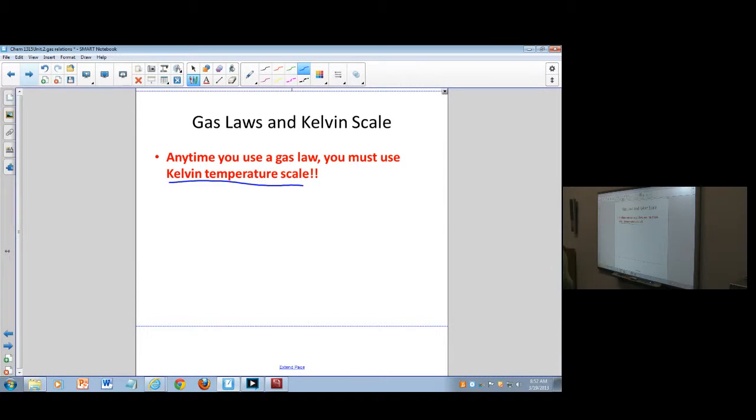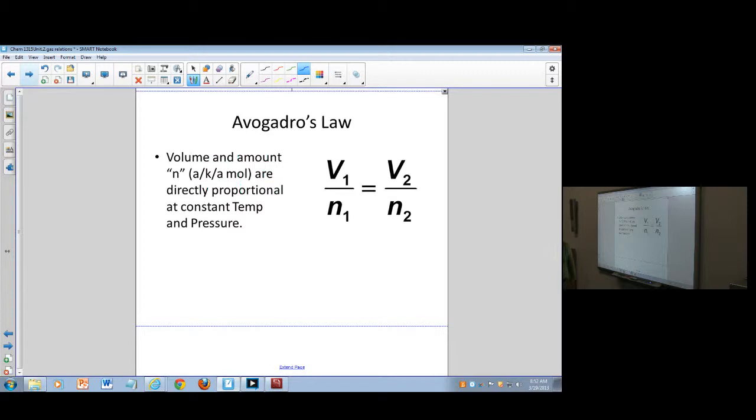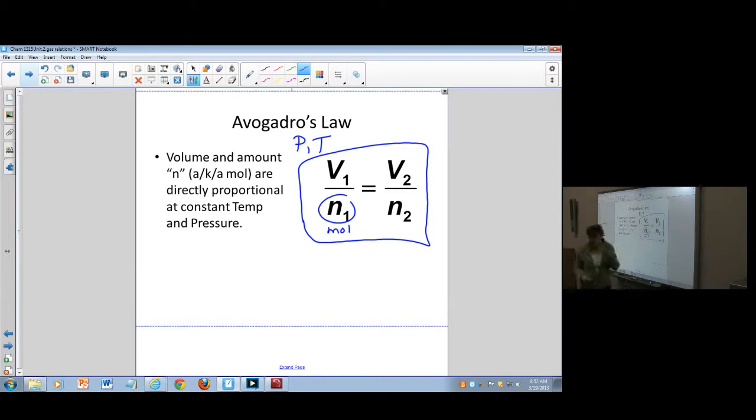It's always, always, always in Kelvin. Let's see. So what's next? Avogadro's law. Avogadro compared the volume and the amount. So in this case, we're keeping pressure and temperature constant. All we're thinking about is the volume and the amount, which is in moles. N stands for moles here. These turn out to be directly proportional too. And so you end up with a relationship like this, where V1 over N1 is equal to V2 over N2.